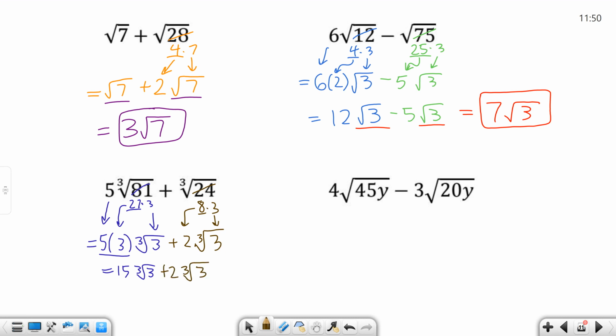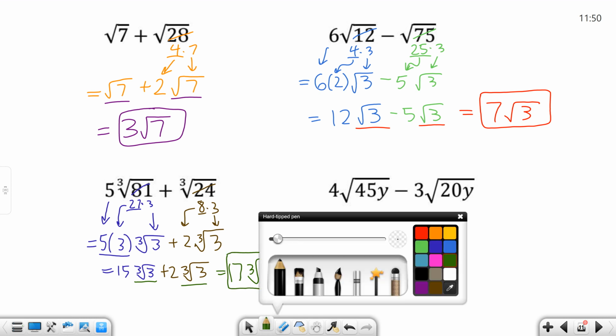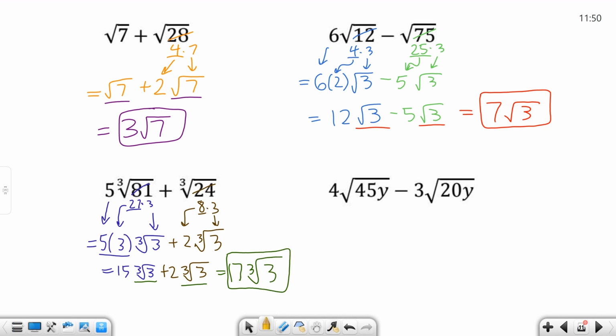And then you have to decide, do I have like terms or not? Well, I have cube root of 3 and cube root of 3. So guess what? I have like terms, cube root of 3. And I have 15 plus 2 is 17 of them. So 17 cube roots of 3. That's my final answer there.